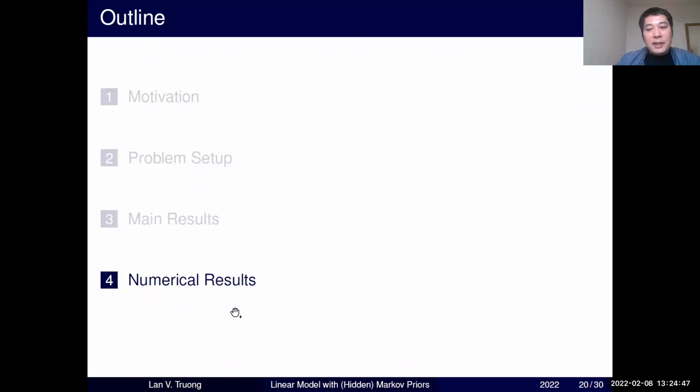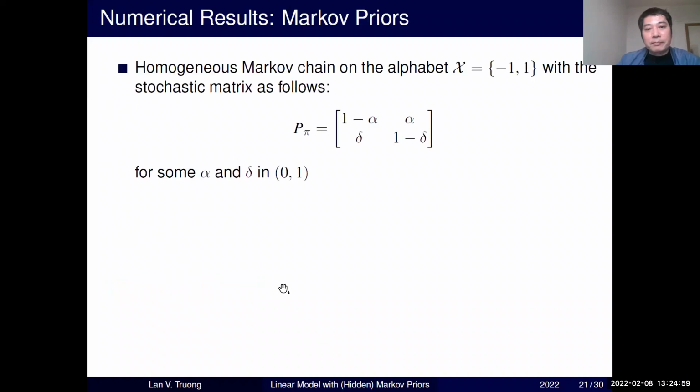In the last part of the talk, I will present some numerical results to show that the replica predictions are correct for many cases. The first example is a linear model with Markov chain, where the sequence X1, X2, ..., Xn is a Markov chain with alphabet {-1, 1}, and the stochastic matrix is [1 minus alpha, alpha; delta, 1 minus delta] for alpha and delta in (0, 1). We choose alpha and delta in the simulation.